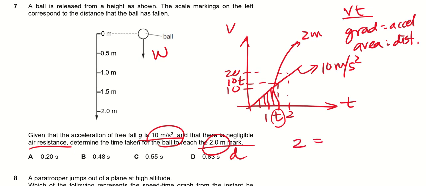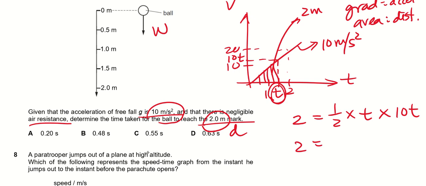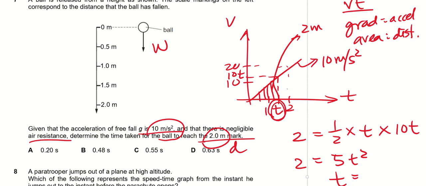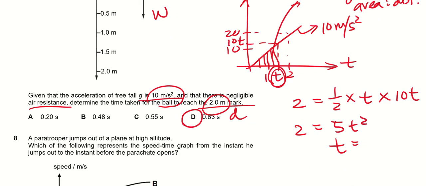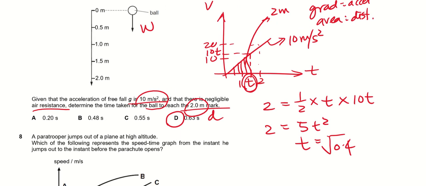So the area under the graph, 2 meters, is half times t times 10t, because I'm trying to find the time taken for it to fall. So I get 2 equals 5t squared. That means my t is going to be the square root of 0.4. I don't have my calculator here, but I believe the answer is D. t equals the square root of 0.4. Please check your answer. Let me know if it's incorrect.